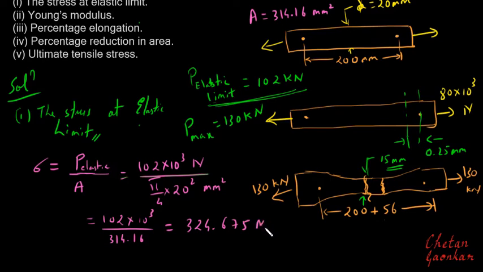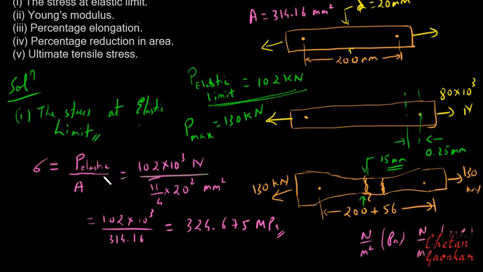So I will get the stress at the elastic limit as 324.675 megapascals, right? I hope you all know why I have written megapascals here, because the units are Newton per mm square, and Newton per mm square can be written as megapascals. Newton per meter square is nothing but pascals, but the moment we have Newton per mm square, it becomes megapascals.